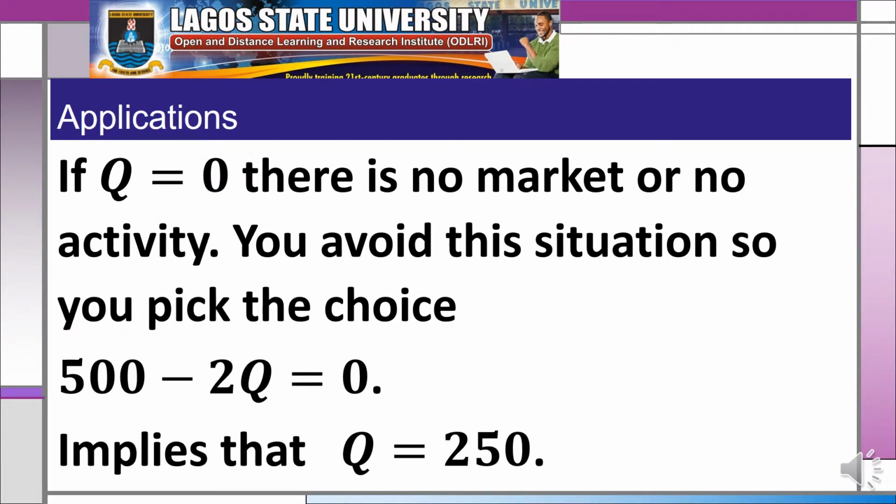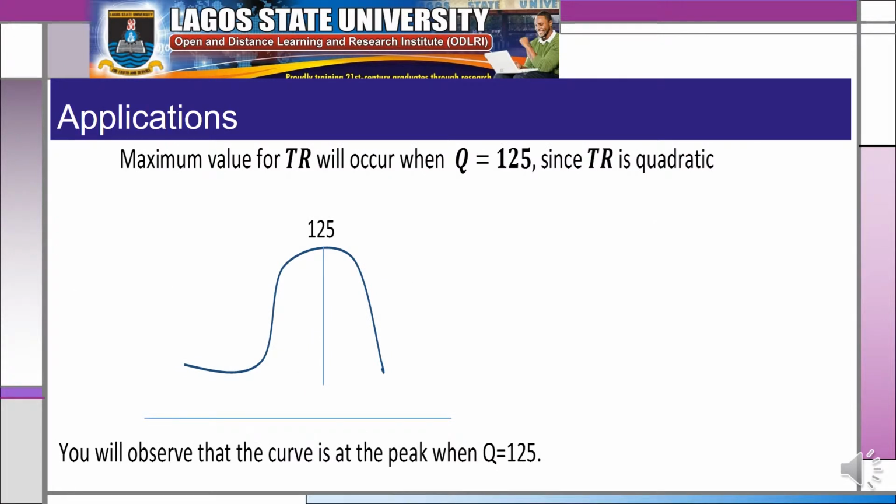Q equals 0 means no market situation exists, so you avoid such a situation. Then we pick when Q is equal to 250. Graphically, this is explainable in the diagram as shown here.